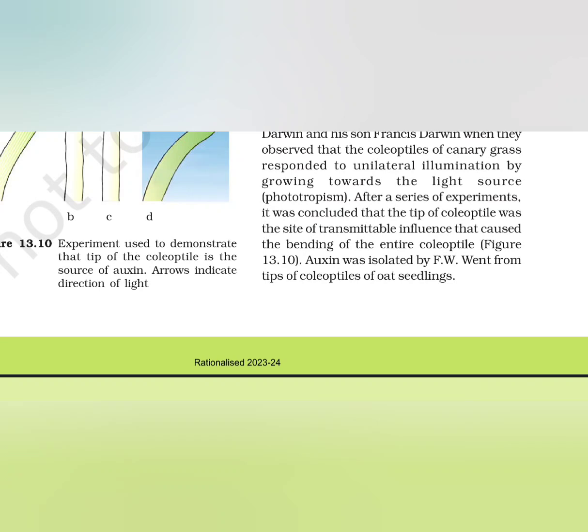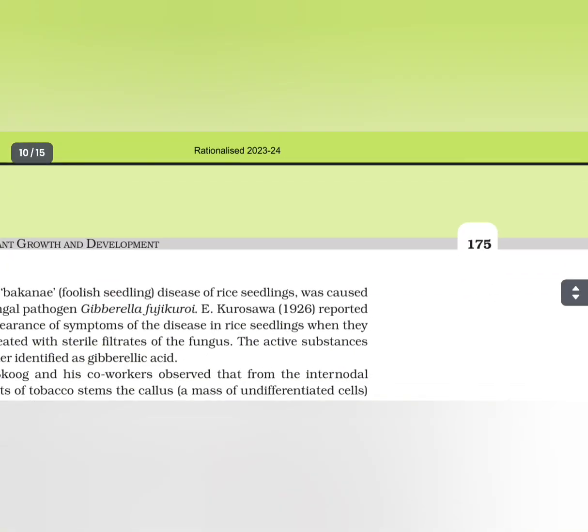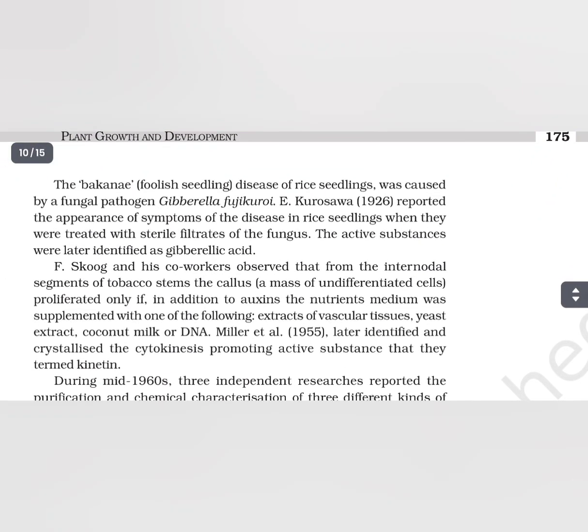Auxin was isolated by F. W. Went from tips of coleoptiles of oat seedlings. The bakanae, or foolish seedling, disease of rice seedlings was caused by a fungal pathogen, Gibberella fujikuroi. E. Kurosawa, in 1926, reported the appearance of symptoms of the disease in rice seedlings when they were treated with sterile filtrates of the fungus. The active substances were later identified as gibberellic acid.